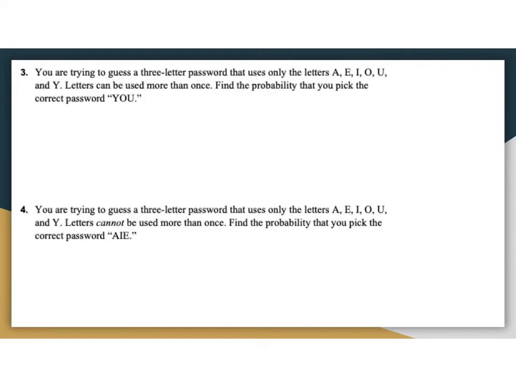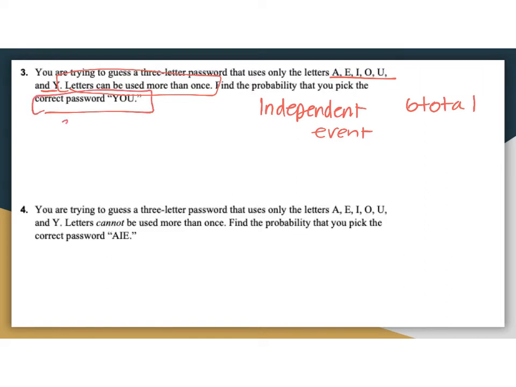You're trying to guess a 3-letter password that only uses the letters A, E, I, O, U, and Y. So you have 6 total letters. Letters can be used more than once. That's very important. This means it's an independent event. Find the probability that you pick the correct password, Y-O-U. So that's 3 letters out of 6, right? So you would maybe say 1/2, but that's actually not correct. So you have to go through it one at a time.